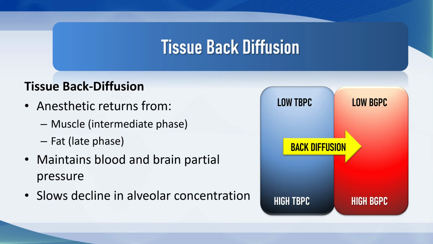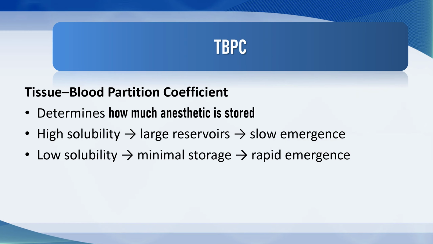Although you are not administering volatile agent, tissue stores maintain blood and brain partial pressures, thus slowing the decline in alveolar concentration. In other words, the patient continues to deliver anesthetic after the vaporizer is off, and this is known as tissue back diffusion. The tissue blood partition coefficients determine how much anesthetic is stored. With high solubility and large reservoirs, that results in slow emergence. With low solubility, with minimal storage, there is rapid emergence.